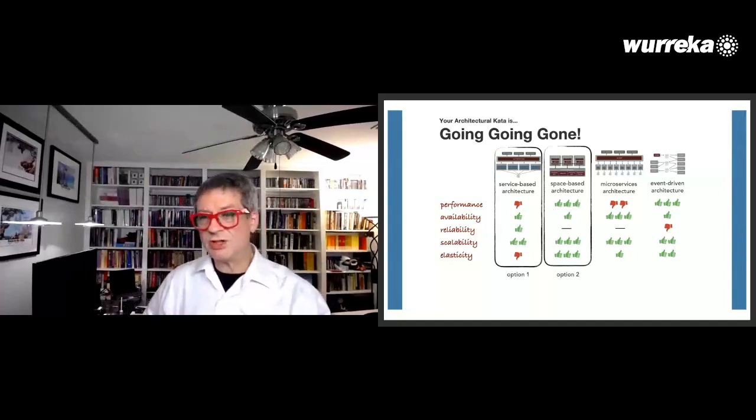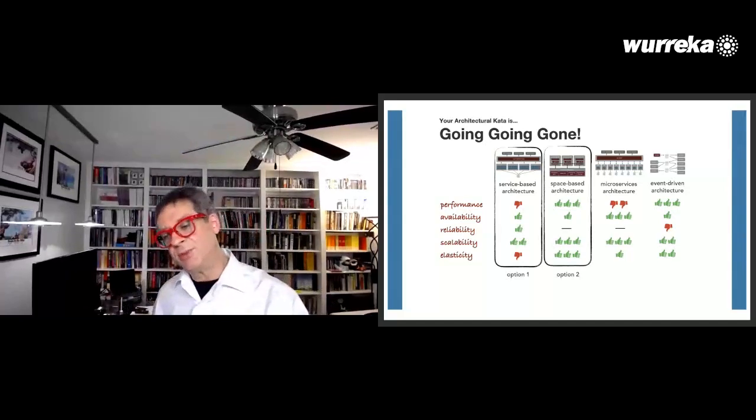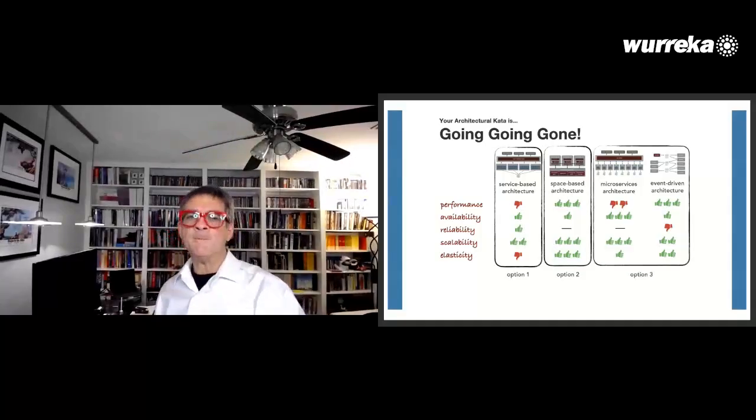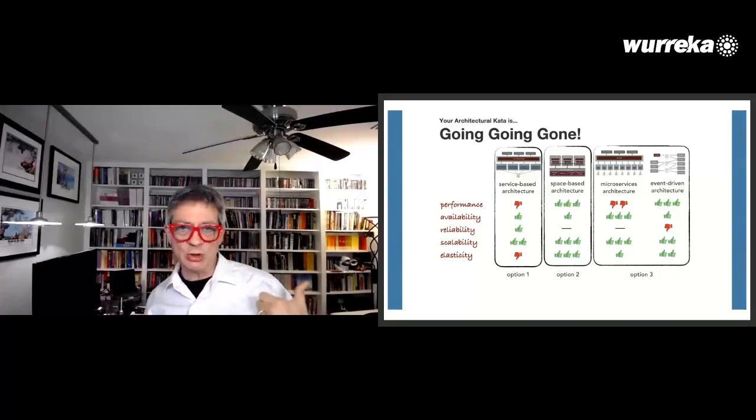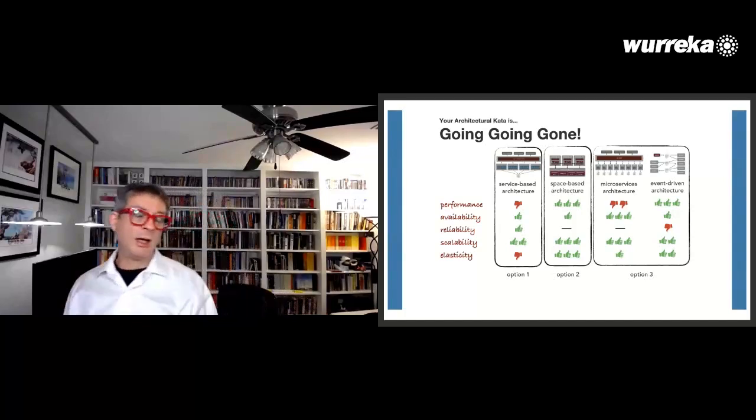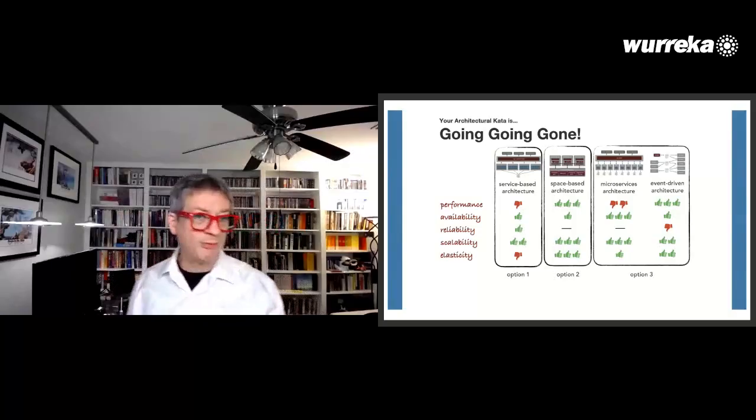Option 2 is space-based, which is hyper-specialized for elasticity, but tough for transactional behavior, and we have transactions here, and very complex, a lot of moving parts. And then option 3 is maybe I don't need to pick one of these. Maybe I should choose a hybrid, because microservices give me really great scalability, but not great performance. That is typically the Achilles heel for microservices is performance. But event-driven architecture has really good performance.